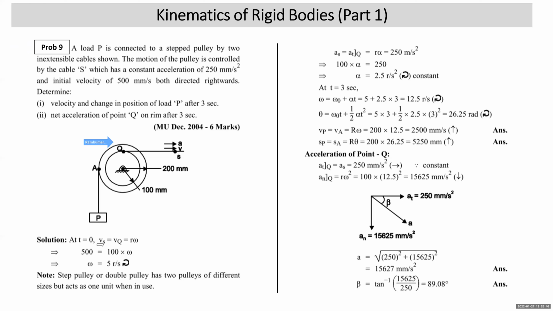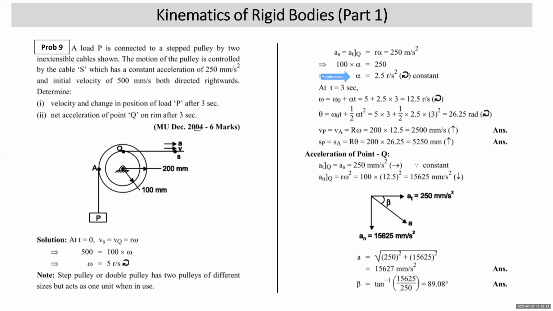Now at t equal to 0, the velocity of point S is nothing but the velocity of point Q, that is equal to r omega, 500 mm per second. R is 100, the radial distance of point Q from the axis of rotation. So omega comes out to be 5 radian per second. This 5 radian per second is the initial angular velocity because it is at t equal to 0. Now, the acceleration of point S is nothing but the tangential acceleration of point Q, that is equal to r alpha. The value given in the problem is 250 mm per second square. R is 100, so alpha comes out to be 2.5 radian per second square.